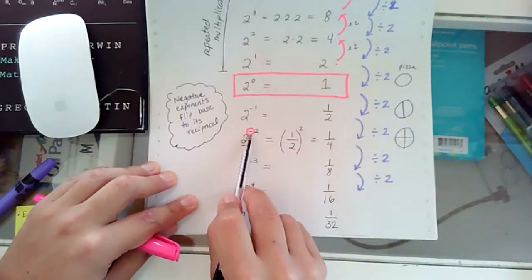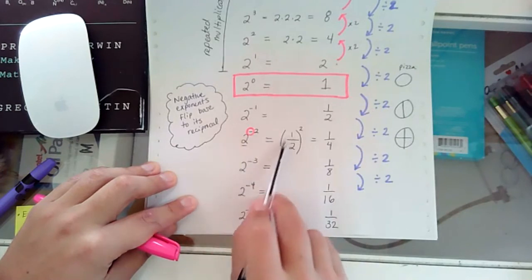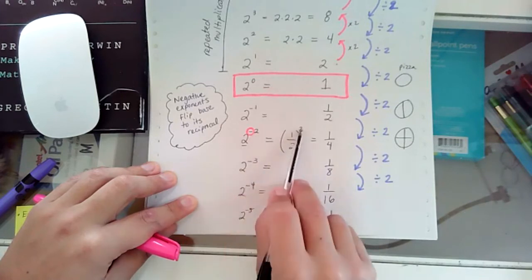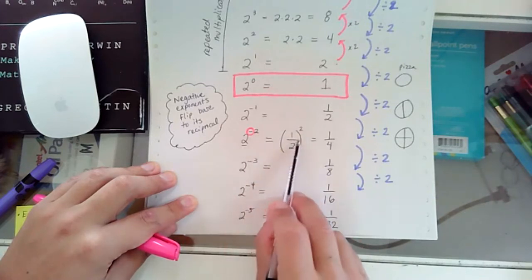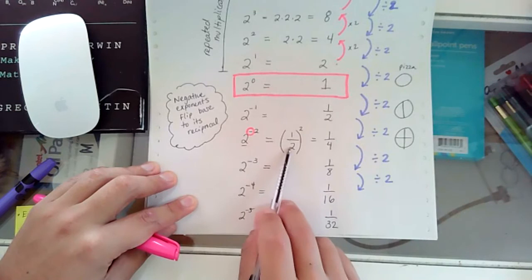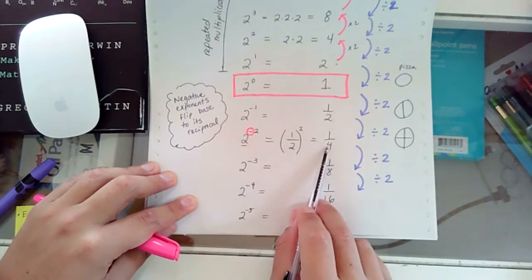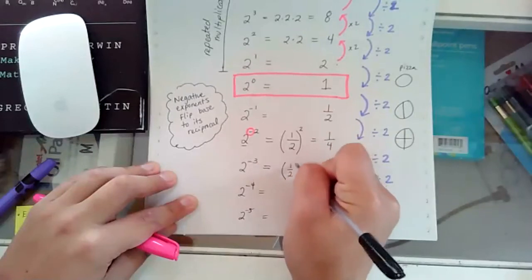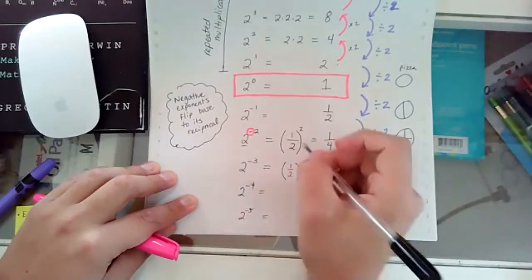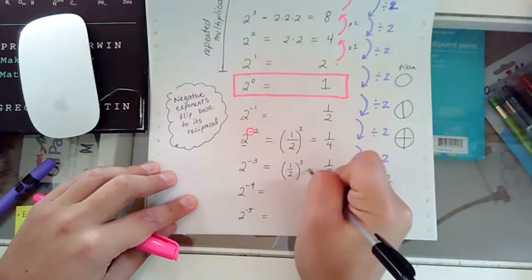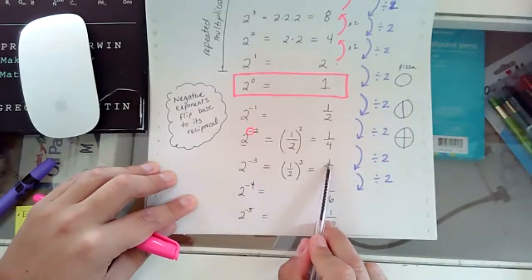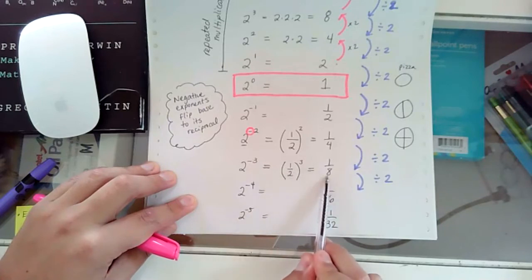So the negative exponent flips the base to the reciprocal, and then you still apply that positive exponent that's left over. And 1/2 times 1/2 is 1/4. The same thing here. We'll flip to 1/2. That takes care of the negative sign. And then we'll raise that to the third power. And sure enough, 1 times 1 times 1 is 1. 2 times 2 times 2 is 8.